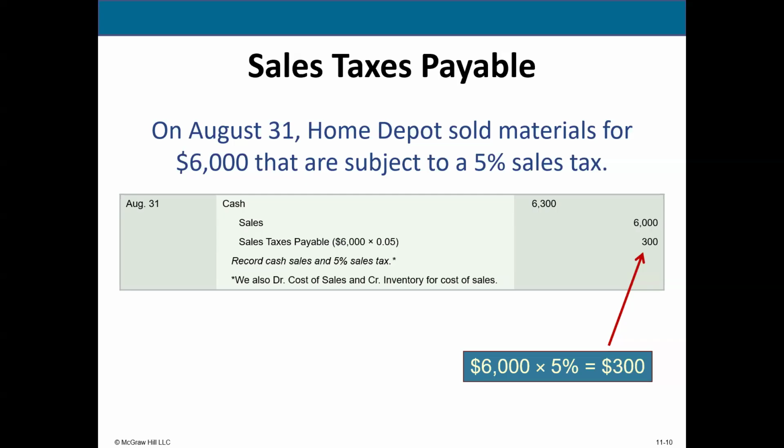So to find sales tax payable, it's very simple. We just take the total amount of the sale and we multiply that by the sales tax rate. In this case, 5%. So 6,000 times 0.05, which is 5%. We find 300 bucks is the sales tax. So we debit cash, credit sales, and credit sales tax payable. So that's a nice example of sales tax payable.